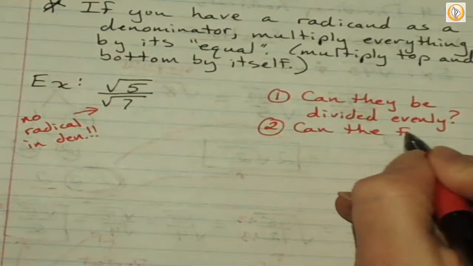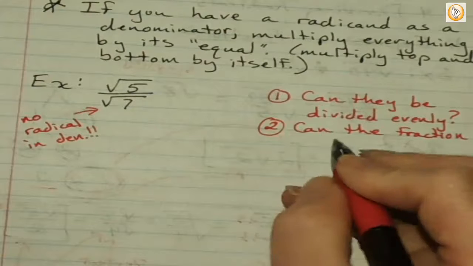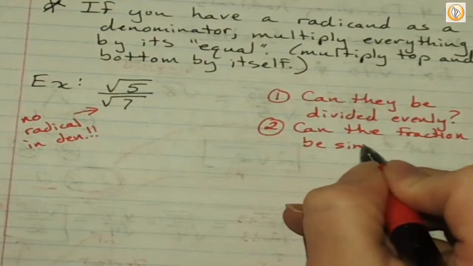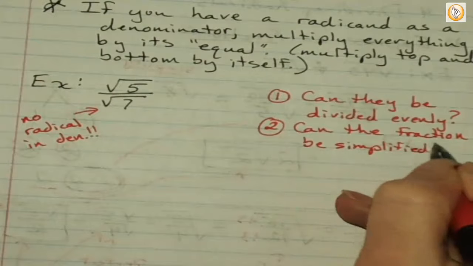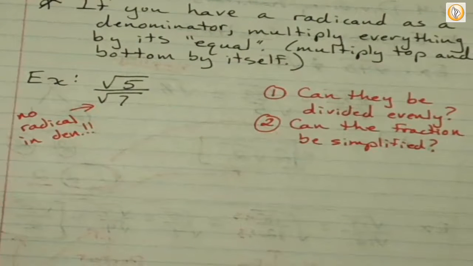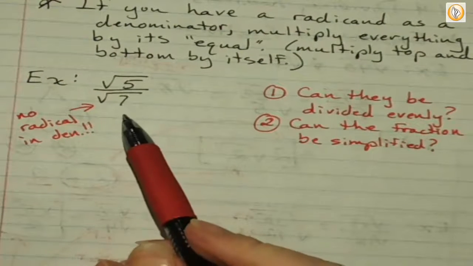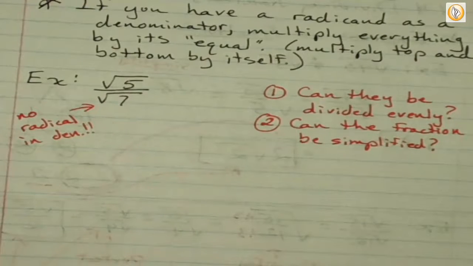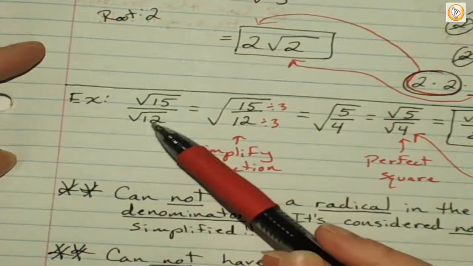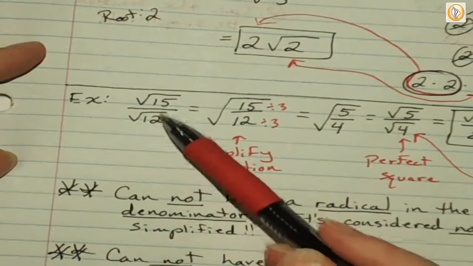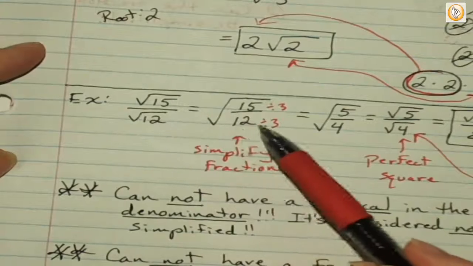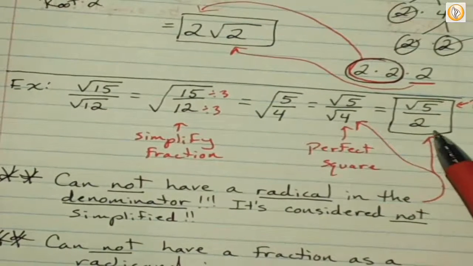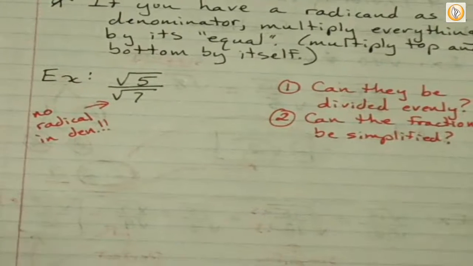Step 2, can the fraction be simplified? Can the 5 and the 7 be simplified anymore? For example, this one. We can't have that 12 down there. It wasn't going to be divided evenly. So then we simplified it and got to here. Right? Can this be simplified anymore? There's nothing that goes into 5 and 7, right?